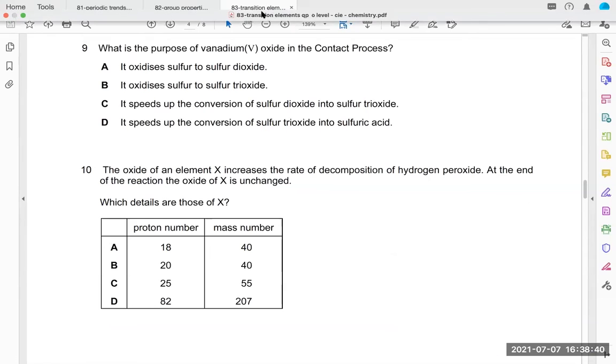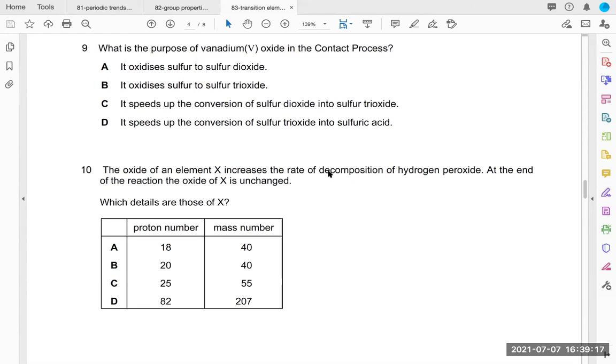What is the purpose of vanadium(V) oxide in the contact process? So vanadium(V) oxide acts as a catalyst, which means it speeds up the chemical process. Which chemical process? Sulfur dioxide converting to sulfur trioxide. So that process. Okay. The oxide of an element X increases the rate of decomposition of hydrogen peroxide. So element X must be a transition metal because it's increasing the rate, it's acting as a catalyst. At the end of the reaction, the oxide is unchanged, so definitely a catalyst.